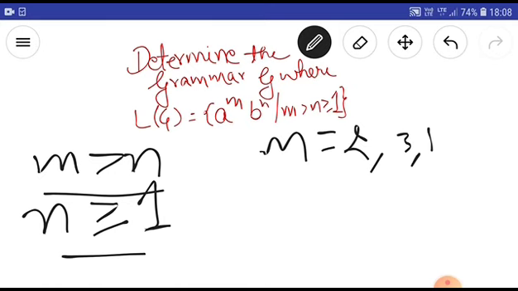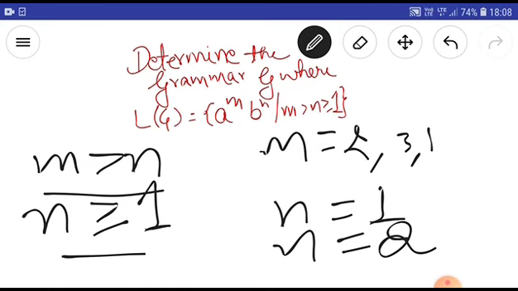And what about this n? If I am taking the n value as 1, then these will be my possible strings, and if I am taking the n value as 2, then the m value should be greater than 2, so one more than n. So how to solve these types of questions? You can use your own logic.